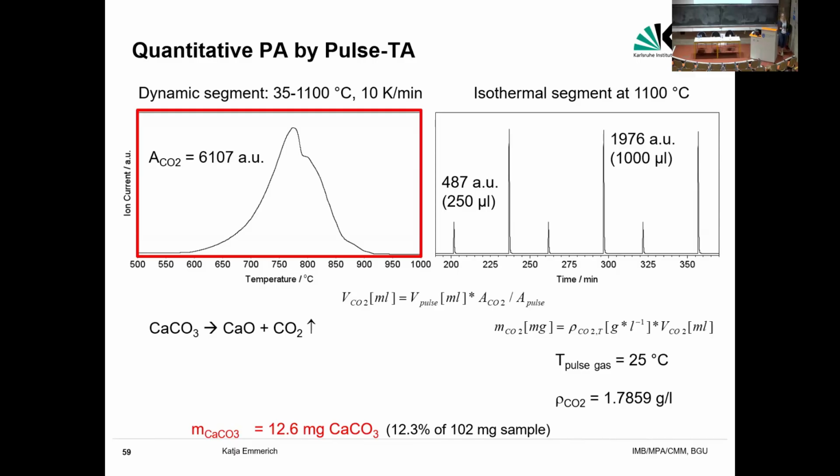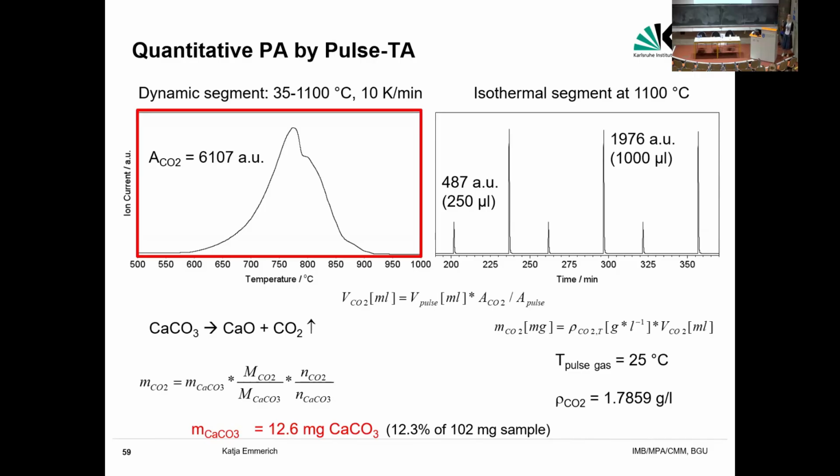We know the temperature of this gas when we insert it in the device. From tables we know the density of CO2 at this temperature. Then we can calculate the mass from our pulses, and we can calculate the volume of CO2 evolved from our sample, transfer it into a mass, and then from stoichiometric calculation we can exactly determine how much calcium carbonate was in our sample.